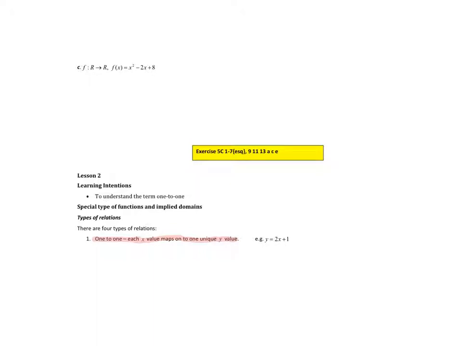So what I mean by map is, for example, here, if I put x equal to 1, well, there's only one way I can get y is equal to 2 times 1 plus 1, which is equal to 3. And that's the only way I can get 3. If that x value is equal to 1, I get y equal to 3. It's the only way I can get 3, and it's the only number that x equal to 1 generates. So that's a one-to-one function.